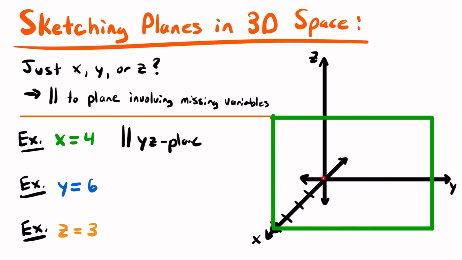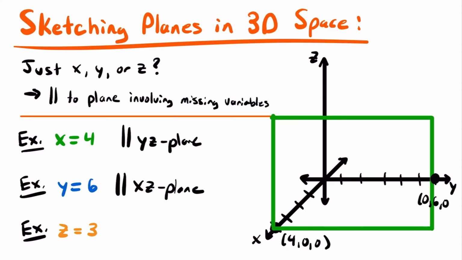It's the plane that cuts through the x-axis at the value of 4. All right, so that would be the point 4, 0, 0. Now for y equals 6, that doesn't involve x or z, so that plane will be parallel to the xz plane. And so if we were to sketch this plane, we're going to be cutting through the value of y equals 6 along the y-axis. So we have 1, 2, 3, 4, 5, 6 right here. That is the point 0, 6, 0.